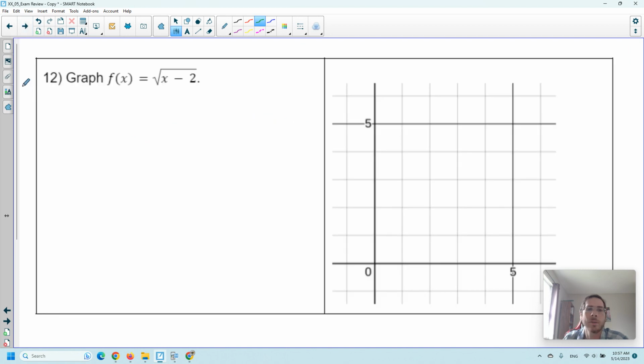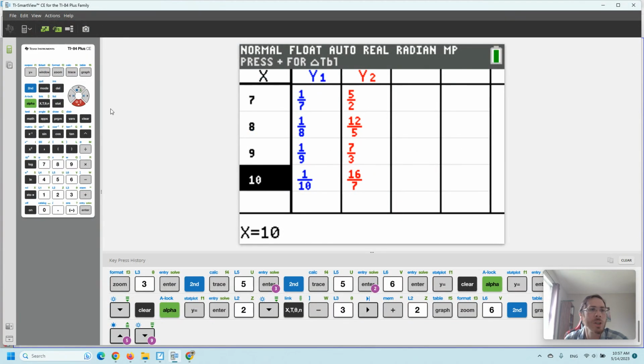For 12, graph f of x equals radical x plus 2. So if you want to do it with the transforms, you can see this is just going to go to the right 2. Usually we start at 0, 0. Since we're going to the right 2, I'm going to start to the right 2. And then 1, 1, and then 4, 2 are common points. So we'll go ahead and we'll get our graph. And that'll be about it. Again, throw it in the calculator if you want to double check it.